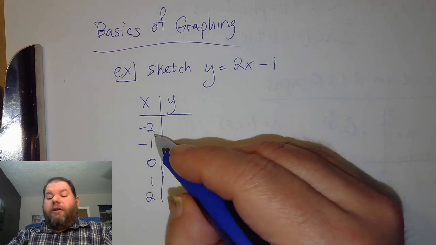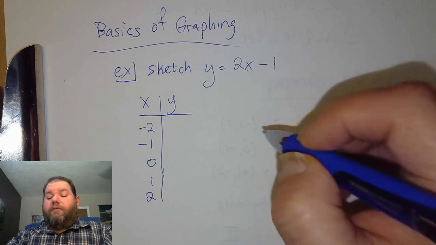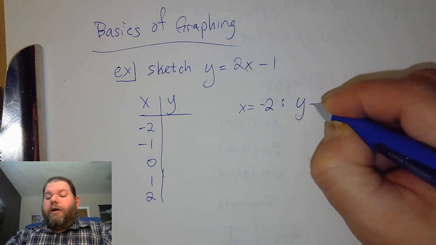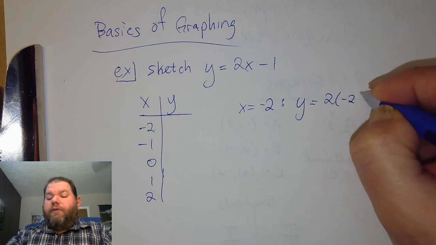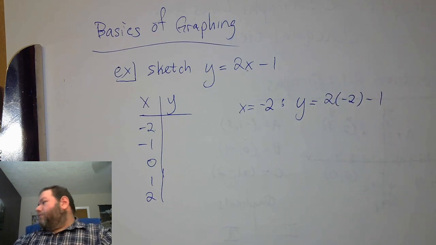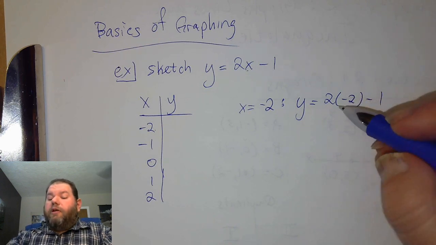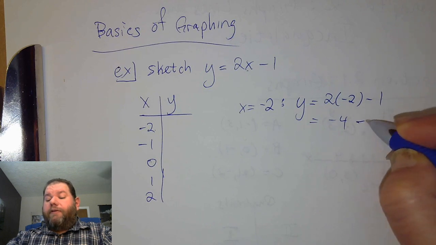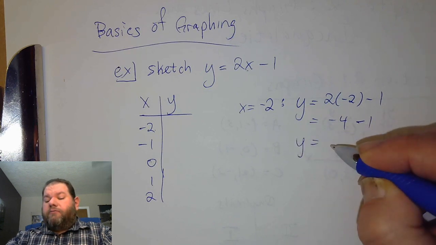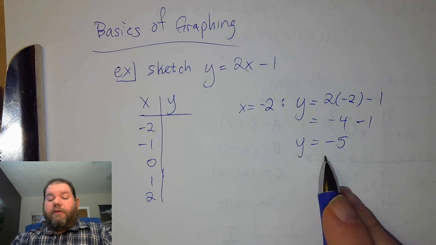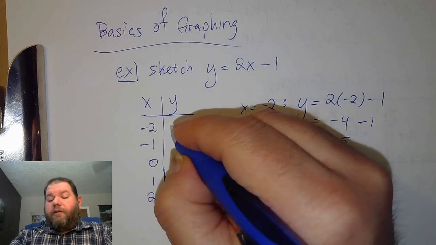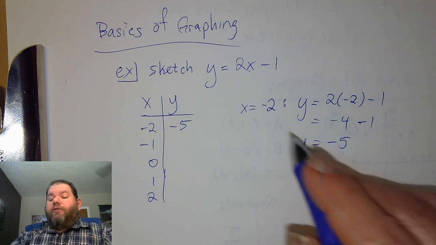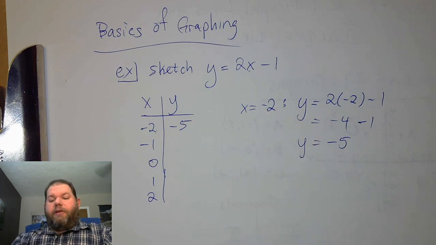So if we want to plug in -2 for x, that means y would equal 2 times that -2 minus 1. So we take 2 times -2, which is minus 4, and then subtract 1. And so that gives us a y value of -5. So -5 would go right there. And that corresponds to our -2 that we plugged in.